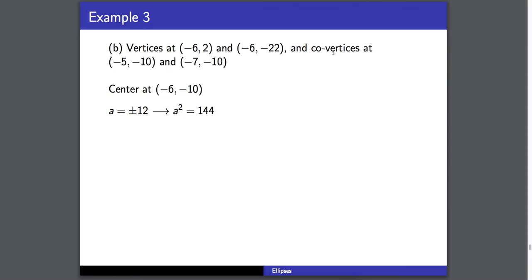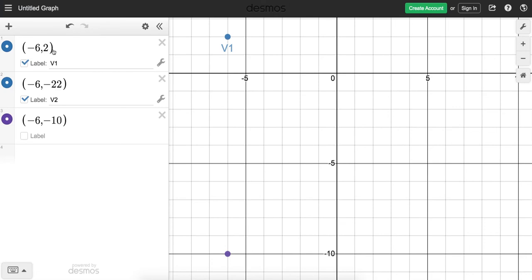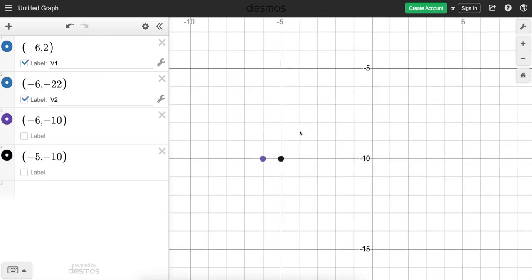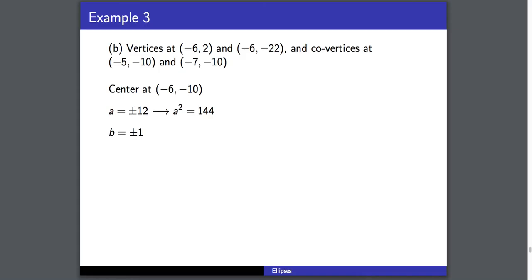Now, covertices, the distance from your center to your covertices, each one of them is going to be b. So negative 5, negative 10, and we can, if we want, plot the other one, but the value of b is going to be the distance from this center to this covertex, and in this case it's a length of 1. So b is equal to 1, which makes b squared equal to 1, which now we have everything we need.